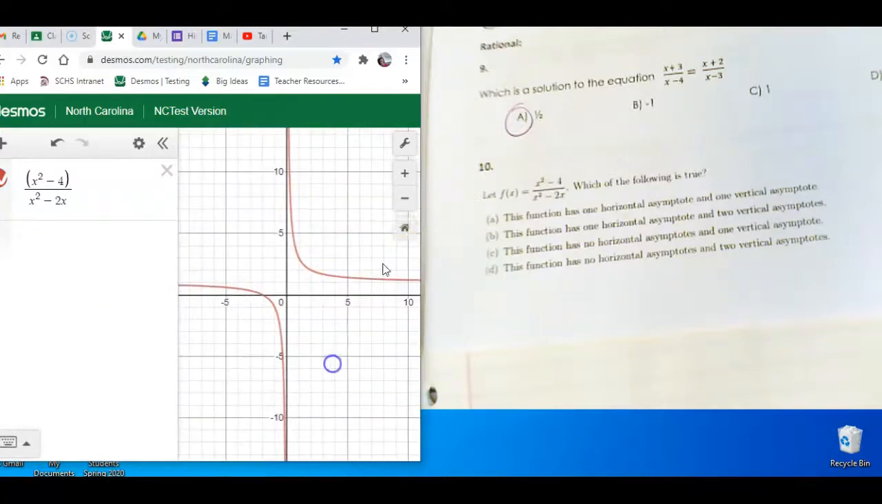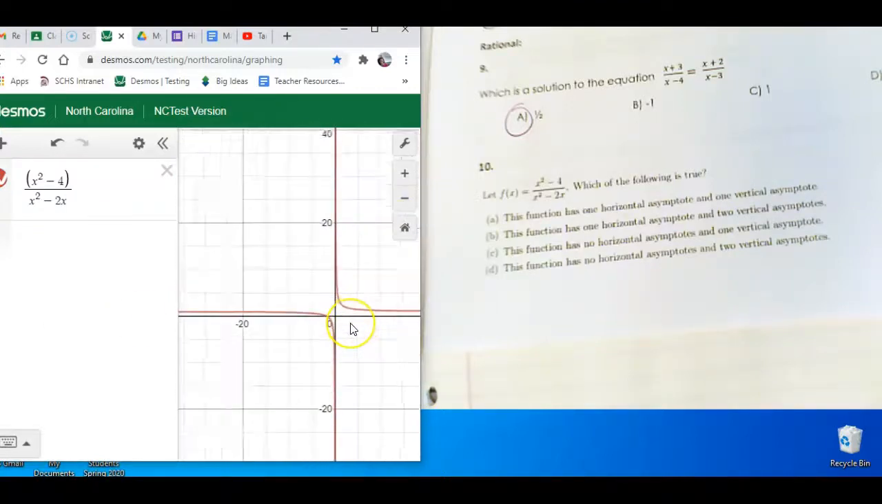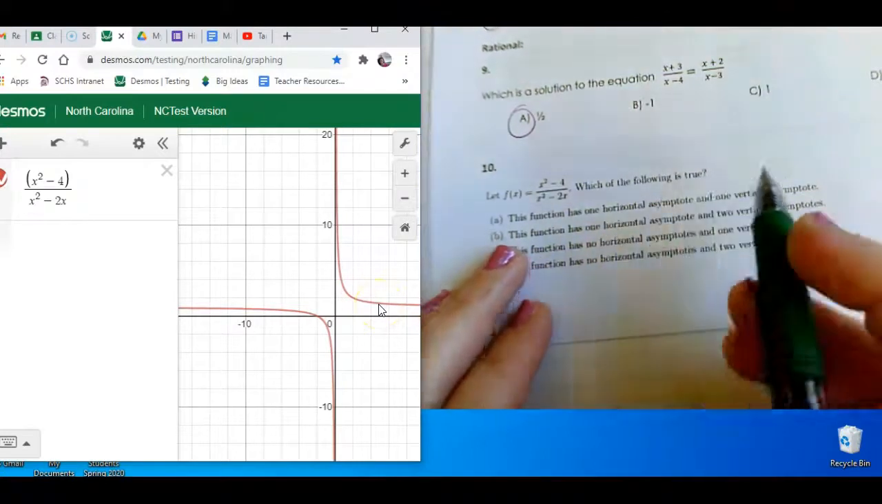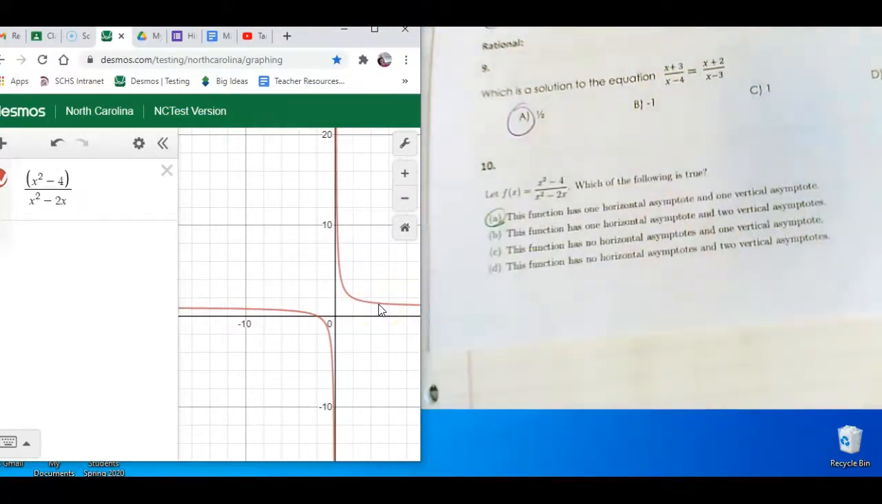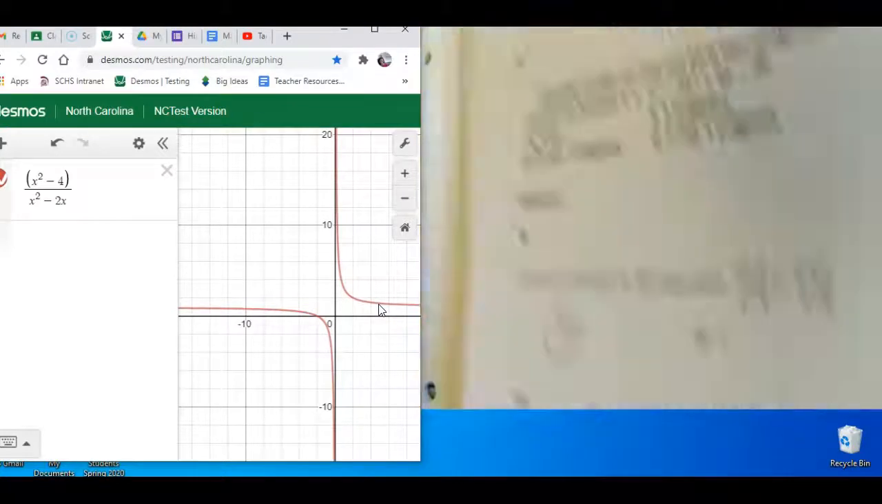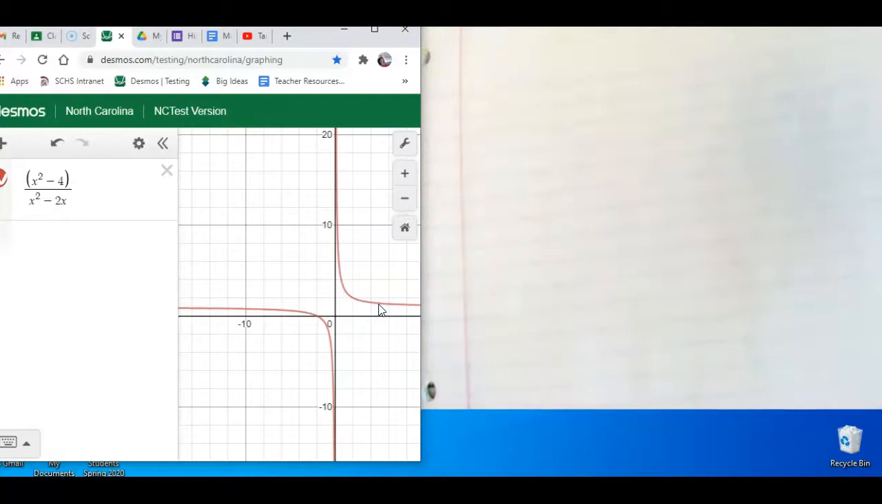It looks like I don't see anything strange going on. I don't see any extra things, so it looks like there's one vertical asymptote here and one horizontal asymptote here. And it just asked how many, so that's all it was looking for, one of each, and so that would be A. I will tell you there is a hole on this one, but you can't figure it out unless you factor, and it doesn't ask about that, so we don't have to worry about that.